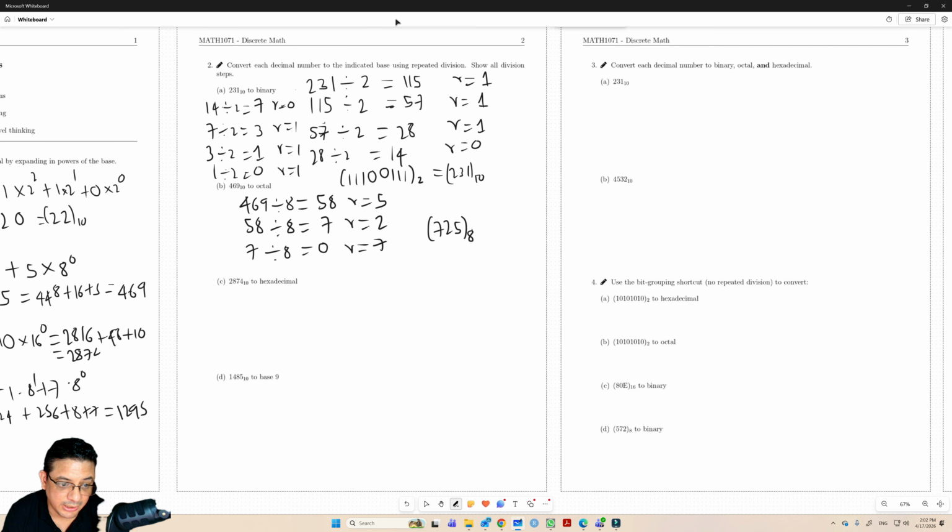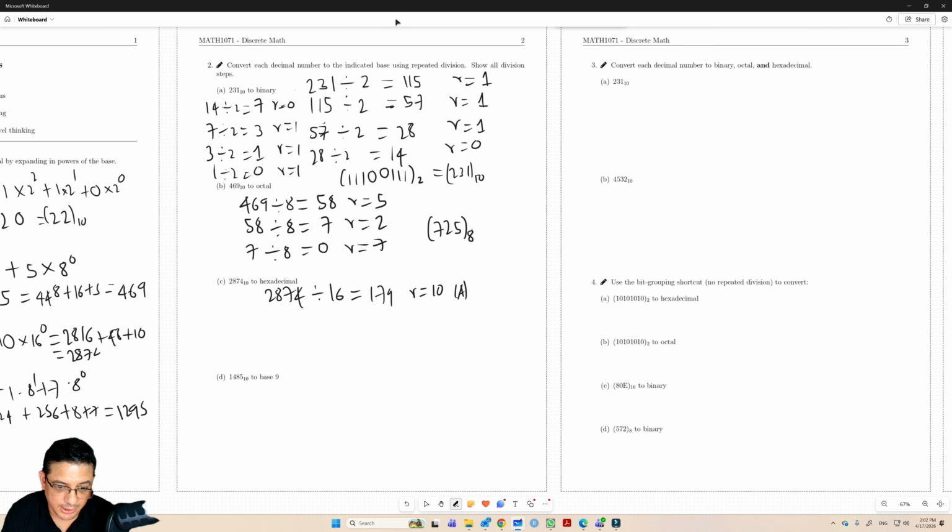Now C, we have 2,874 to hexadecimal. So we're dividing by 16 in here. If we divide this number by 16, we're going to get 179, and the remainder is 10, or that will be A.